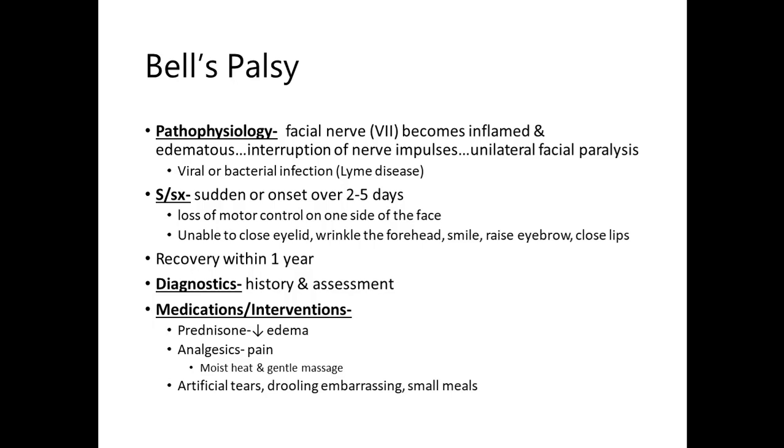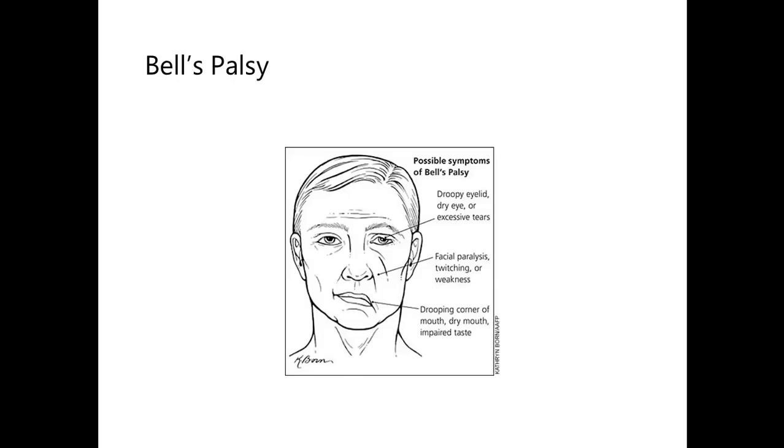And medications include like prednisone to decrease that edema of that nerve. Analgesics to help with the pain. A lot of times heat and massage will help a lot more than the pain meds. We'll give them artificial tears. Sometimes they're embarrassed with the drooling, and eating is a little bit difficult because one side of their face is paralyzed. And this is just what it looks like: drooping of the corner of the mouth, facial paralysis, and droopy eyelid.